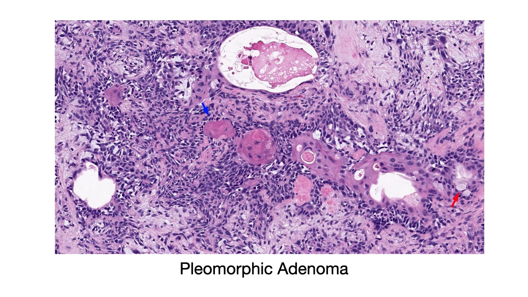So in this picture, we can see the myoepithelial cells, ductal cells, and mesenchymal cells in the form of a chondromyxoid matrix. Near the center of this photo, we can see that some of the ductal cells exhibit squamous metaplasia.